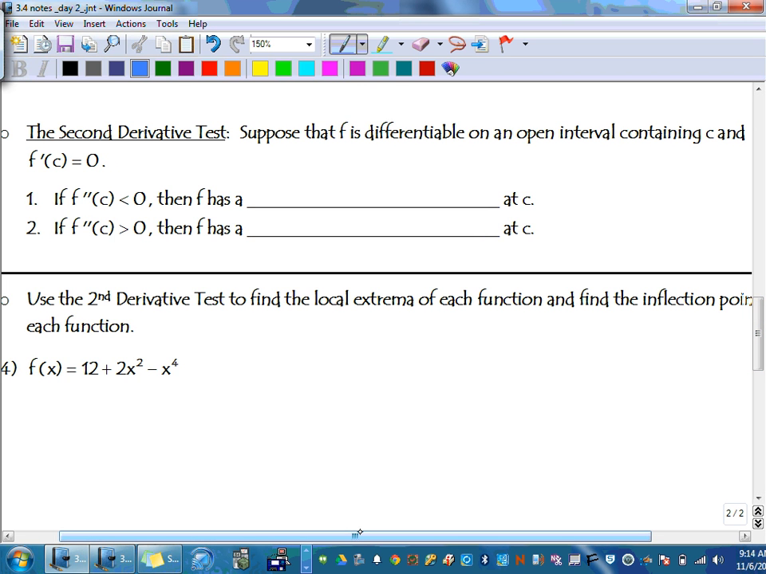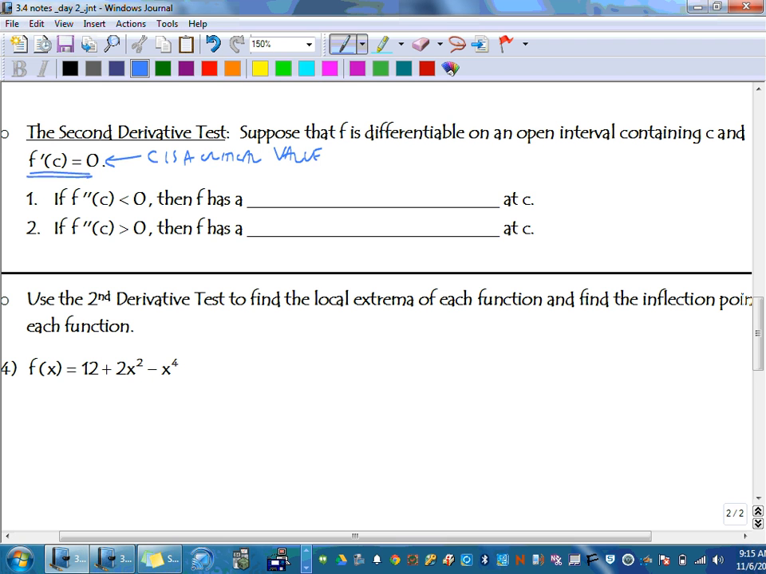But the second derivative test says, suppose that f is differentiable, so we can take the derivative of our function, on this open interval containing c. And the derivative of f at c is 0, right? So c is a critical value. The derivative is equal to 0. We know critical values tend to be minimums and maximums. Not always, but a lot of times they end up being a minimum or maximum.